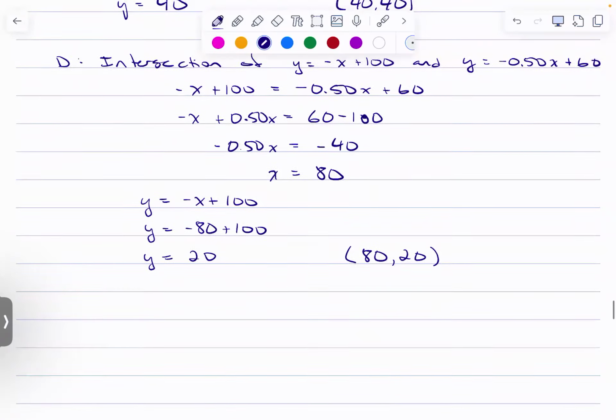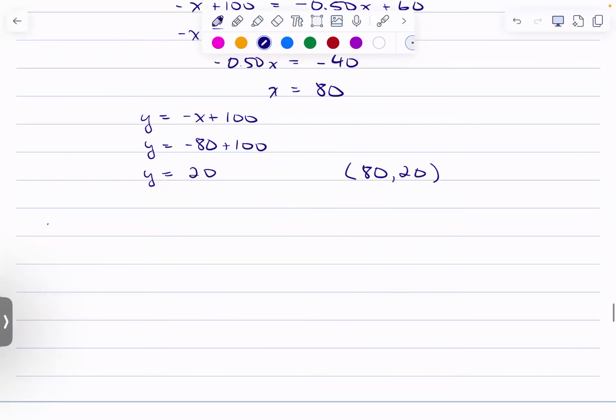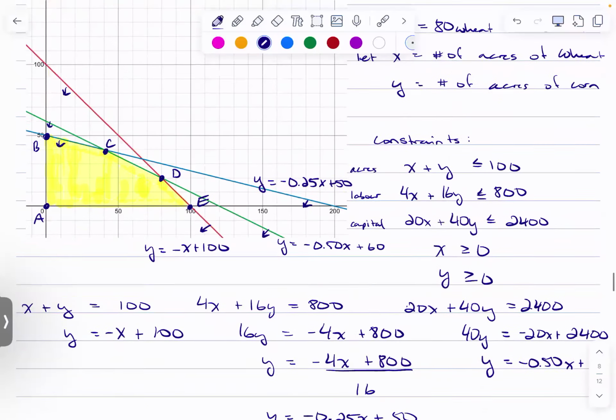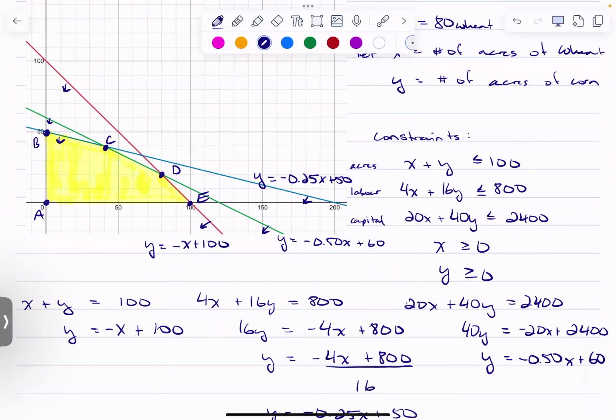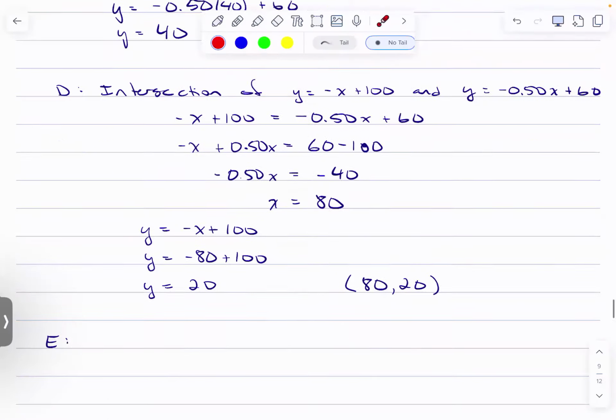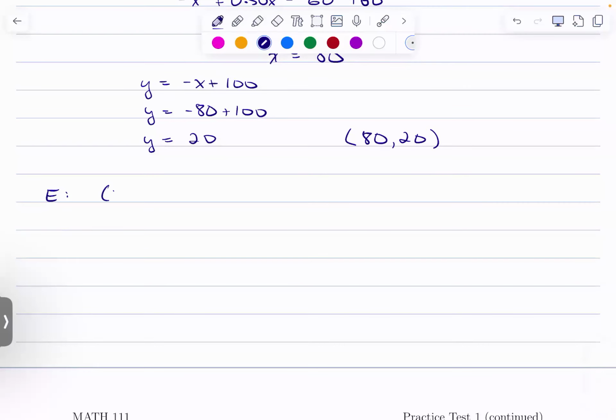And then E. I don't need you to show me this work: when y is 0, x must be 100. So you can just say it's at 100, 0.